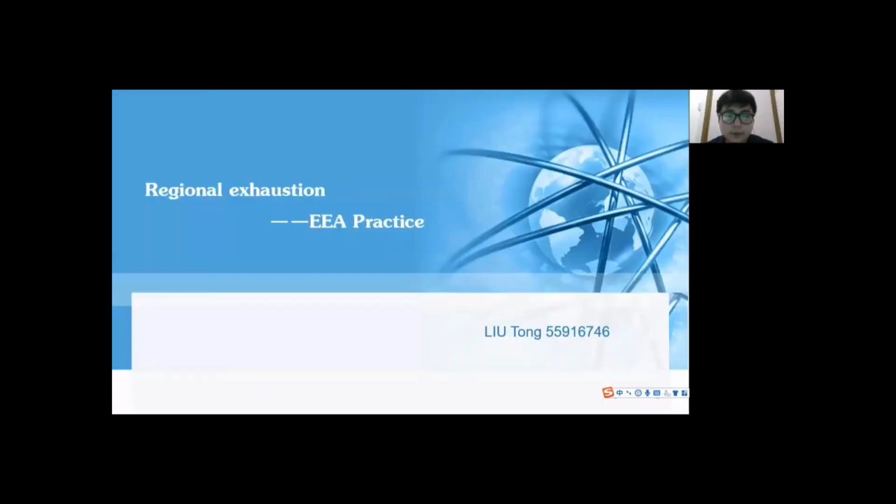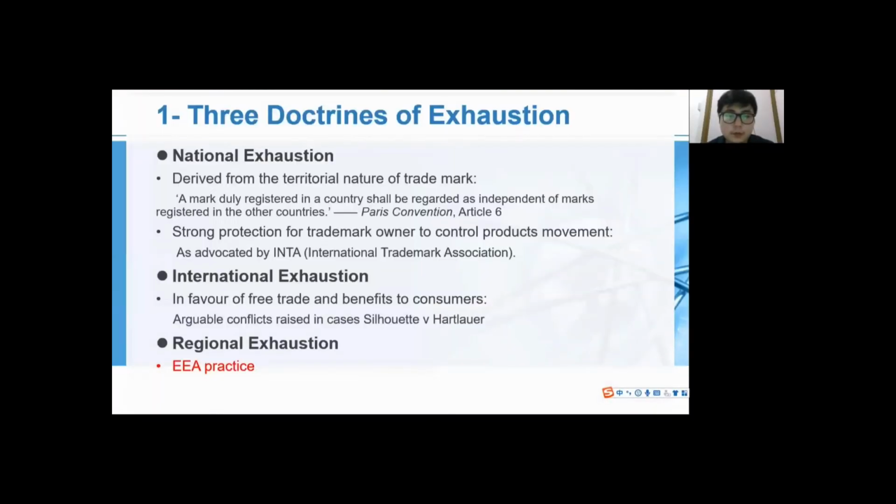Hi, hello there, I'm Liu Tong. So, as you may have learned from part 1, in general, there are 3 doctrines of trademark exhaustion. The national exhaustion, which provides the strongest protection to the trademark owner, and on the contrary, the international exhaustion, which is in favor of free trade policy, globalization, and the benefit to customers. For part 2, I will present the particular doctrine of regional exhaustion and its practice in the European Economic Area.